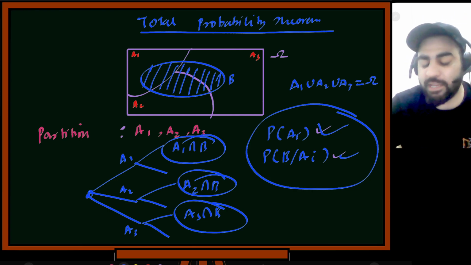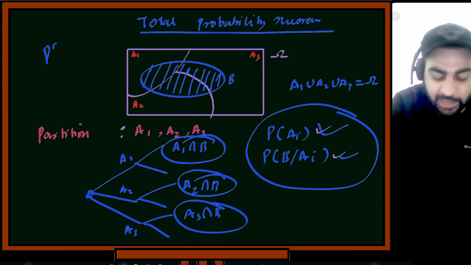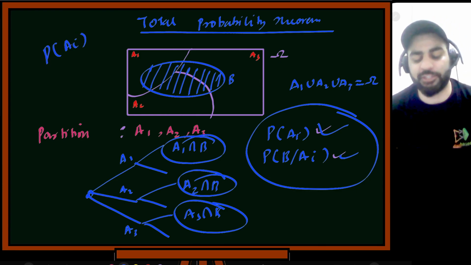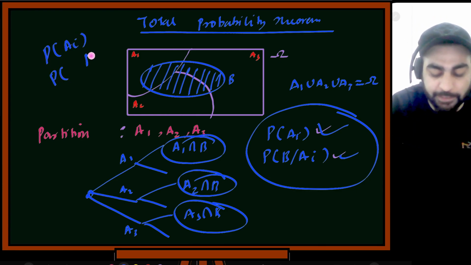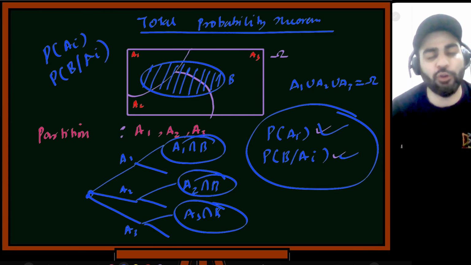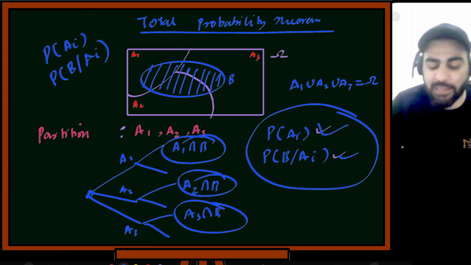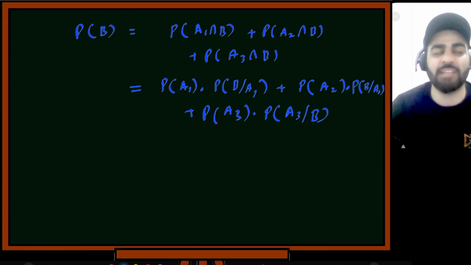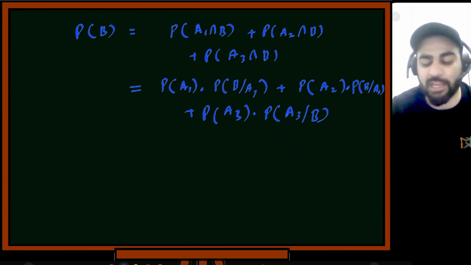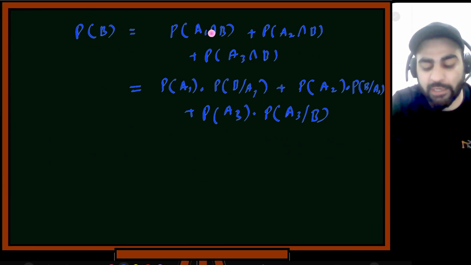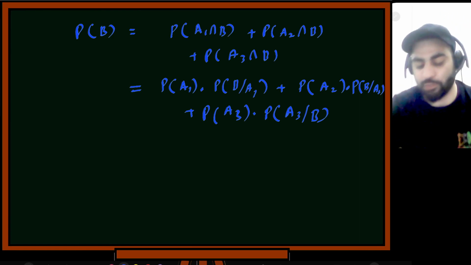So then I'm saying, what if I know probability of Ai? If I know the probability of these partitions, and I also know that if a partition happened, what is the probability of B? So I know the partial probabilities about B. My task is to find the probability of whole B. That's why it's called total probability. So I can write it like this: probability of A1 intersection B plus probability of A2 intersection B plus probability of A3 intersection B. Then I can expand this by using the multiplication rule. So this is what it gives me.